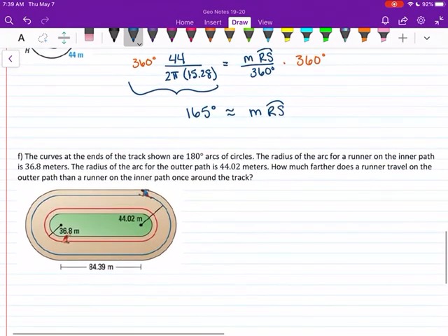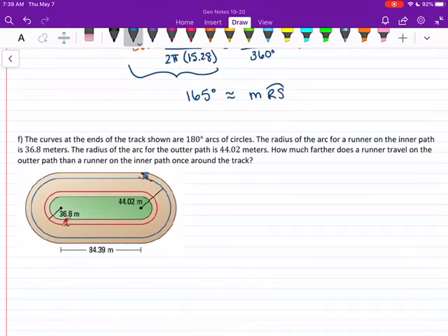All right. This next example, story problem. So exciting. I love story problems. So this one says the curves at the ends of a track shown are 180 degrees. Okay, so 180 degrees, you should think semicircle, half circle. Yay, we like that. Half circle.